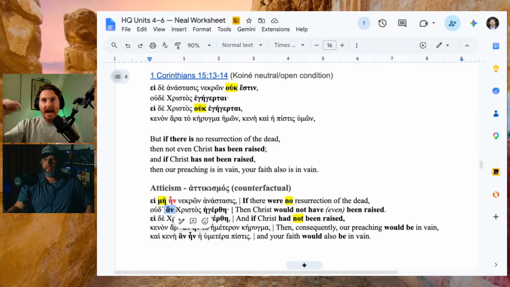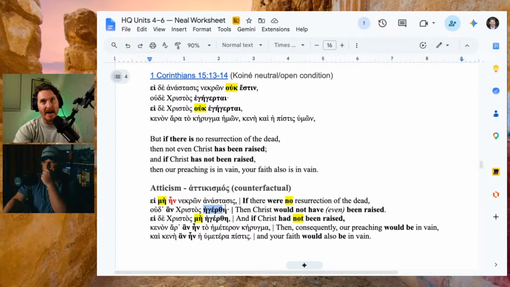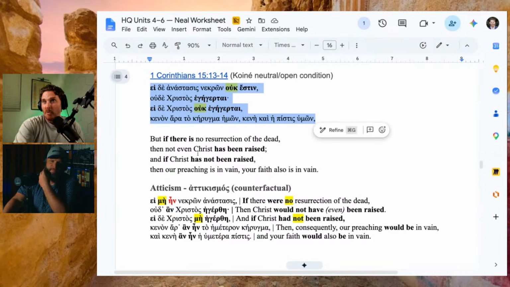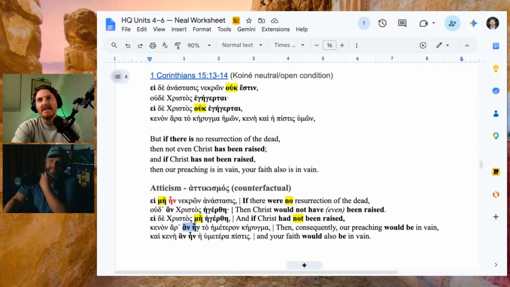Oude, you would tag the apodosis with an. Christos egerthe, and you would use the aorist passive instead of egegertai, sorry. You would use egerthe, and you would say, then Christ would not have been raised, or would not have even been raised, right? If there were no resurrection. So you could reframe this as a counterfactual if you wanted to elevate Paul's style to the level of classical Greek. Because right now, Paul is not using super formal language, right? You would insert these ans, and he's kind of a shitposter on Twitter.